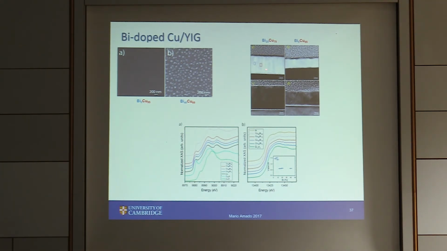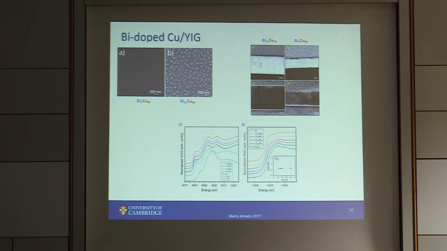From TEM images, we can also see, for example here, at 25% of bismuth in copper, we have the segregation of the two phases. Here we have enriched areas of bismuth with depleted regions of bismuth, but with 5% in copper, we have pretty much a homogeneous sample.